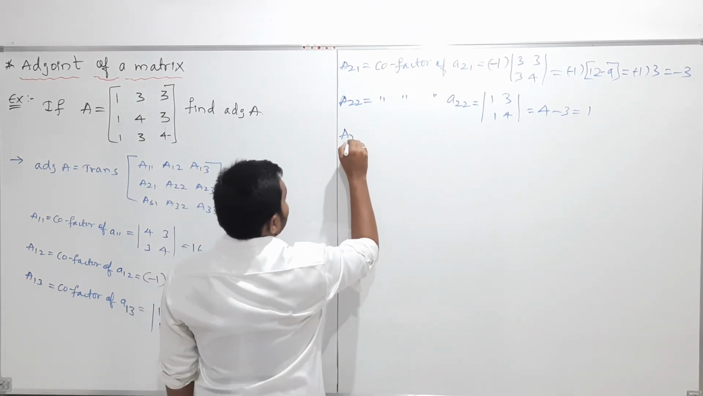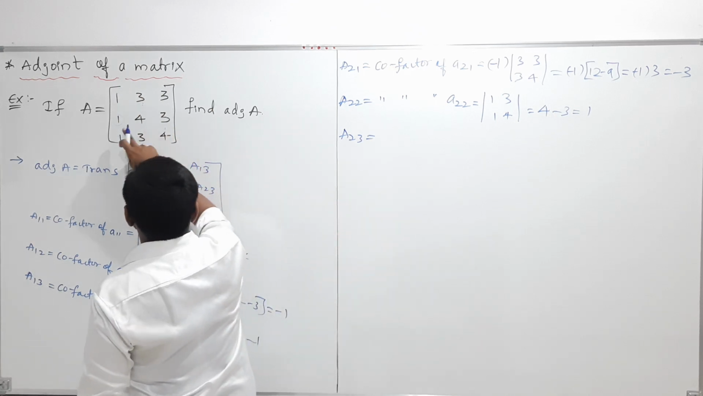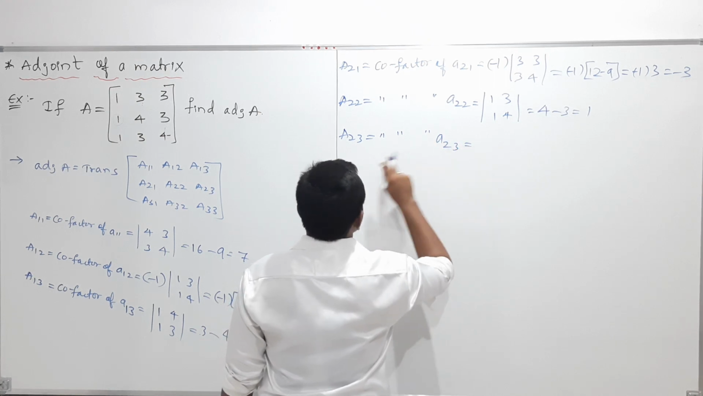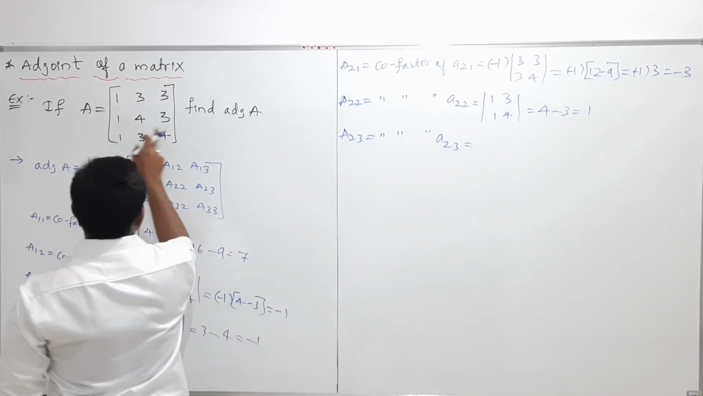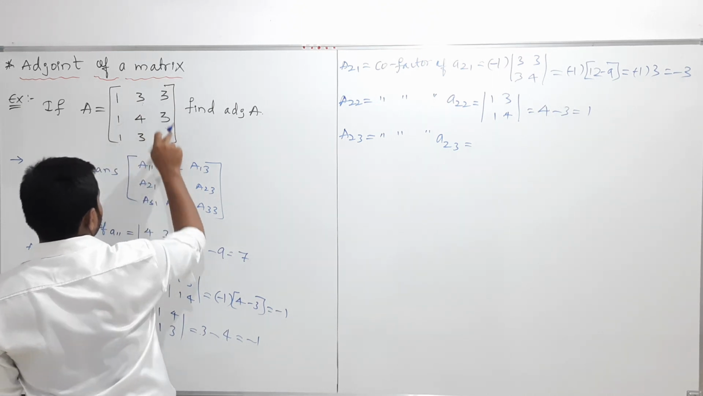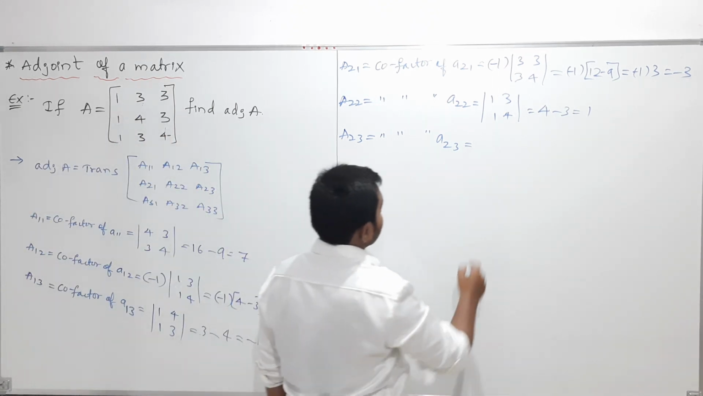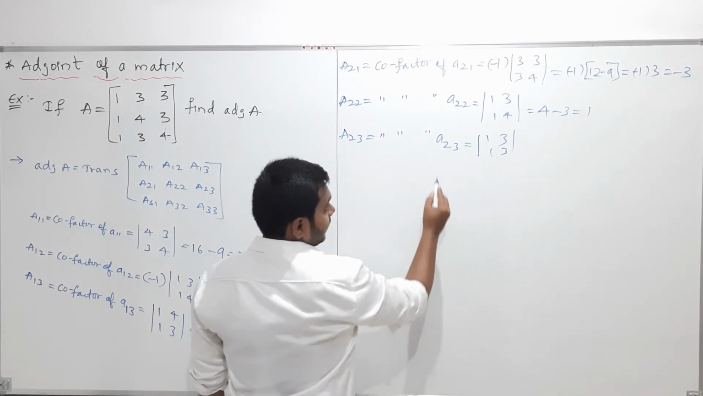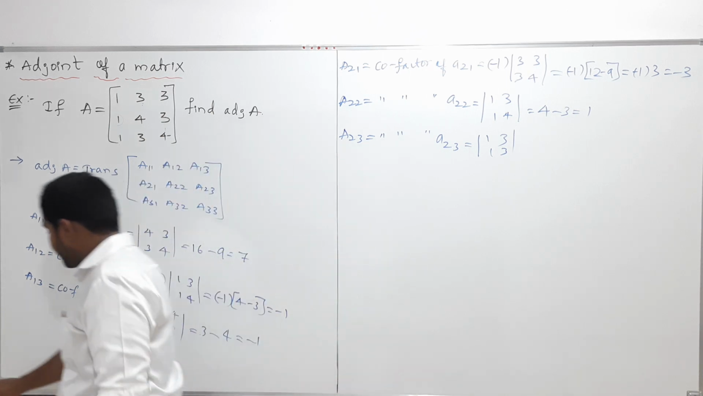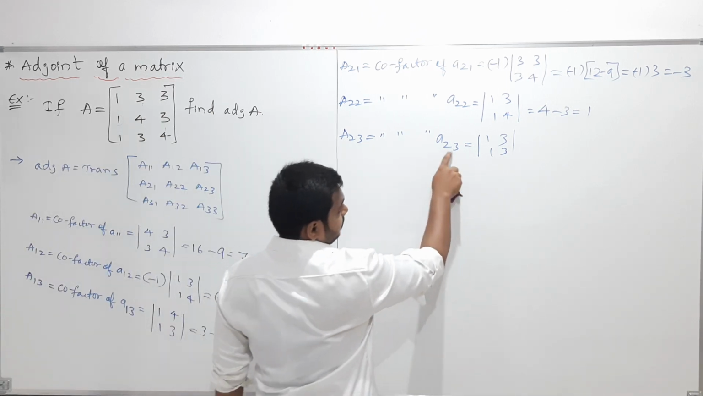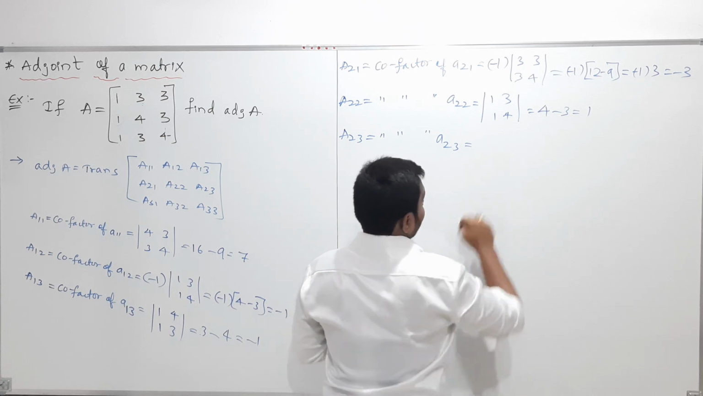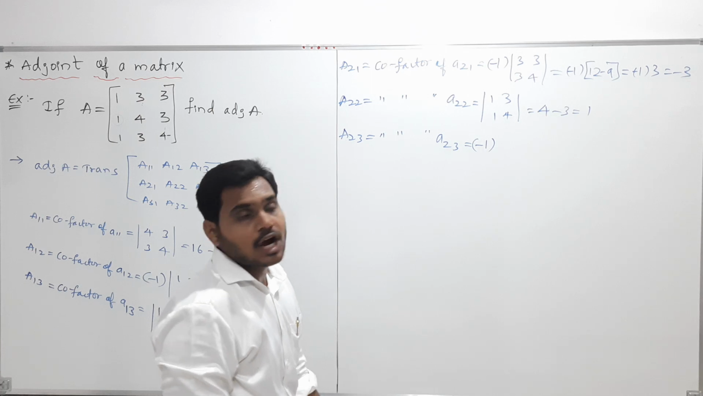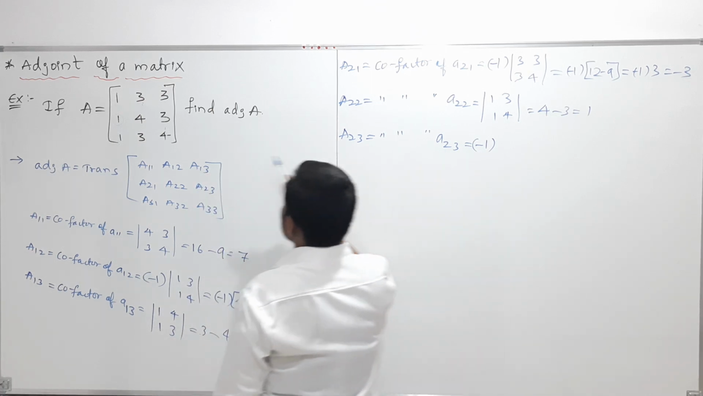And similarly find out the cofactor of A23, meaning this element. Cofactor of A23 is equal to: leave this row and this column. 1 3 1 3. Here it is 2 plus 3, which is 5. A subscript 2 plus 3, 2 plus 3 is nothing but 5. 5 means you should take it as minus 1. 5 is an odd number. Take minus.